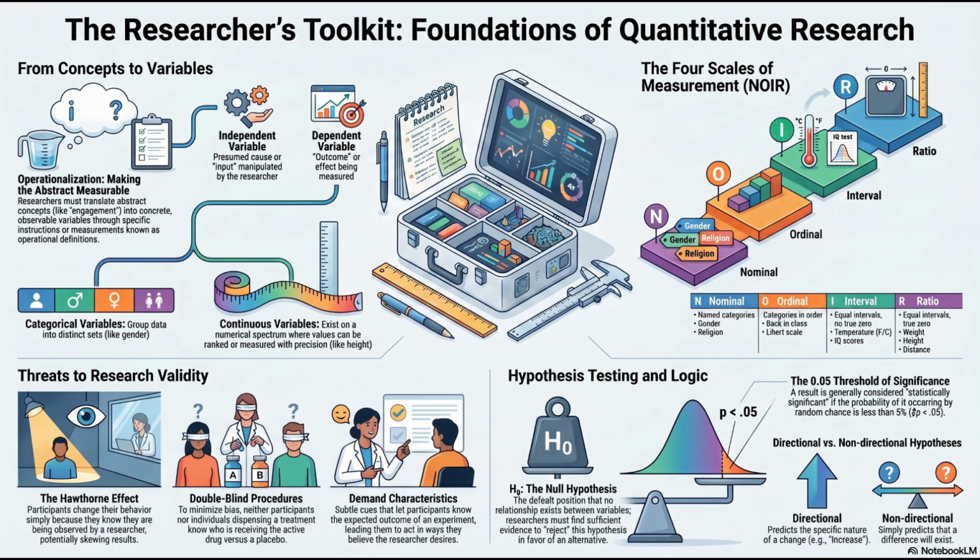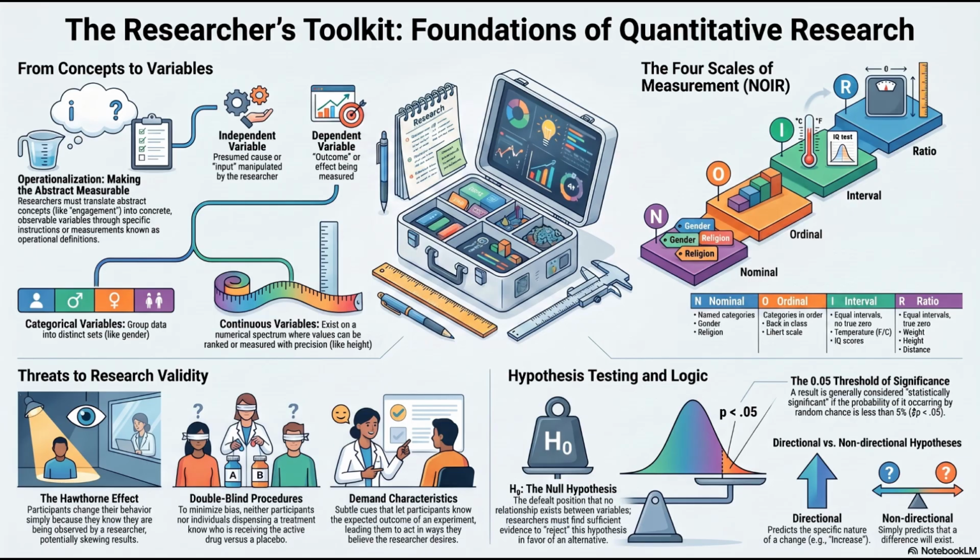Okay, let's unpack this. Because most of us, we picture science as this very sterile, objective thing. Lab coats, beakers, perfectly precise rulers. But when you're studying human beings, you can't just put happiness on a scale and weigh it. Right. You literally have to invent the ruler first. And that brings us to the very first and arguably the most crucial step of any research study. You have to distinguish between a concept and a variable. Okay, break that down for us.